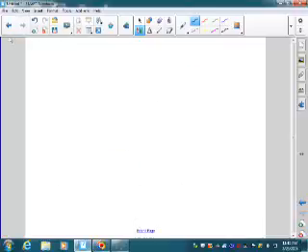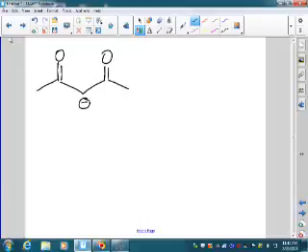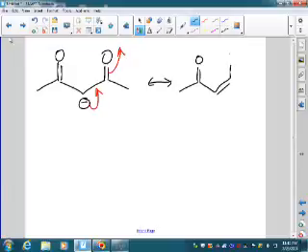Now the third one has a negative charge. When you have a negative charge, that's where you begin. And we move it. The only place we can is there, and then open up that pi bond. And that makes a conjugated system. So this is a very stable resonance structure because it's got a diene in it.